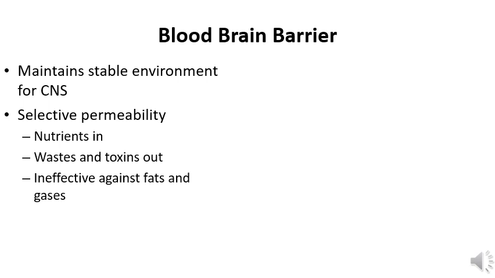So I noticed that my slide tells me that the blood-brain barrier maintains a stable environment for the central nervous system. It's going to involve selective permeability. What that means is we get to regulate what passes through. I'm going to let nutrients in, I'm going to let wastes and toxins out. It's going to be ineffective against fats and gases, but that's fine. I just want to make sure that my neurons get only what they need. And in doing so, I'm also protecting my central nervous system from things that I don't need, I don't want, things that could be potentially dangerous.